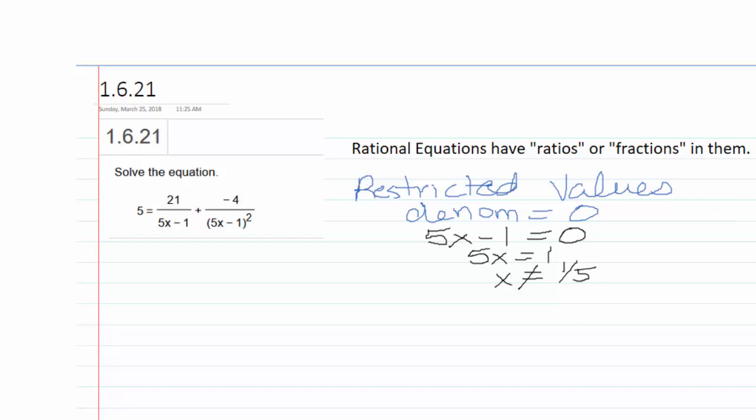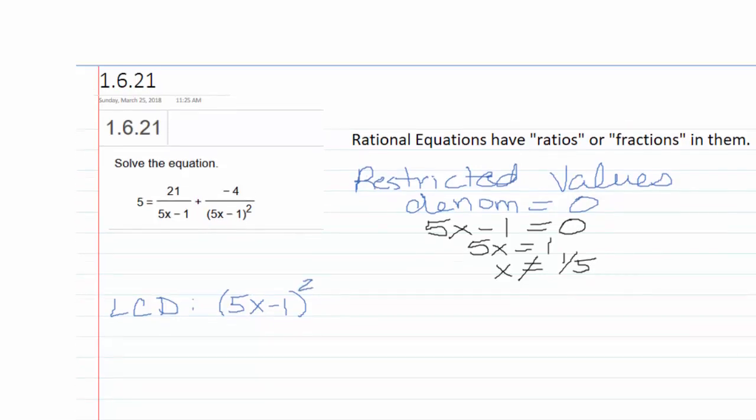Now let's go ahead and find the least common denominator and multiply it on both sides of the equation. When I say least common denominator, I'm just talking about an expression that is a multiple of each denominator, so the denominators will go in evenly and cancel out. Your least common denominator should have each unique factor, of which we only have one, 5x minus 1. Each unique factor is raised to the highest power it appears, so we would use (5x minus 1) squared.